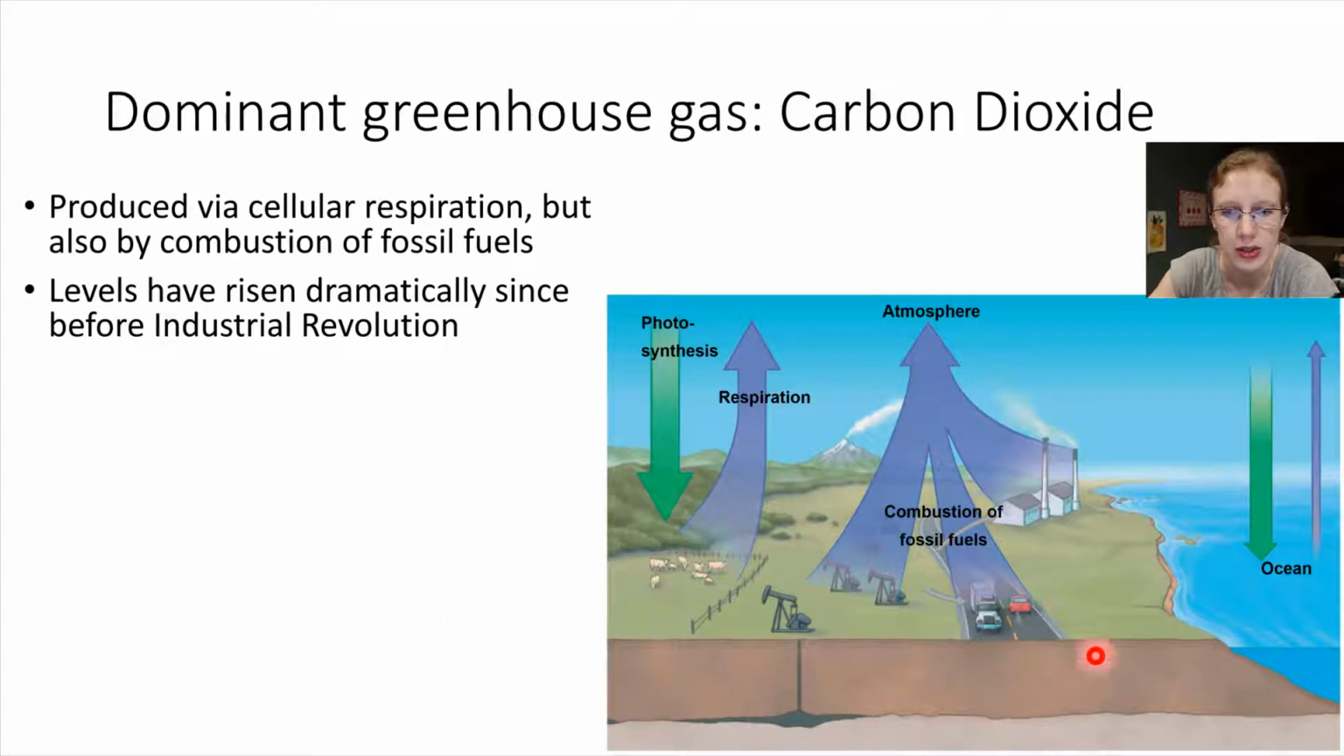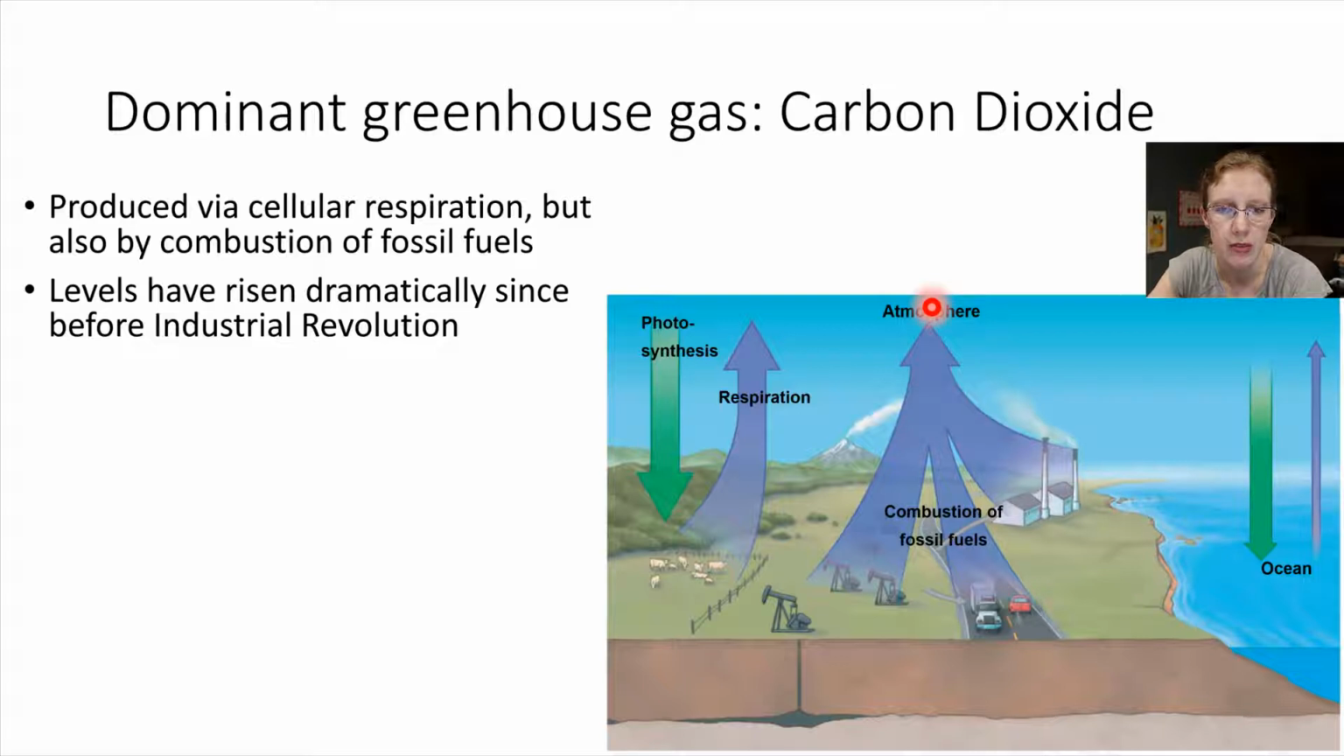And so this is a good summary picture here. We've got respiration, cellular respiration going on. That's releasing carbon dioxide up into the atmosphere. Also, we've got combustion of fossil fuels, gasoline, for example, burning gasoline. That's also producing carbon dioxide, which is released into the atmosphere.